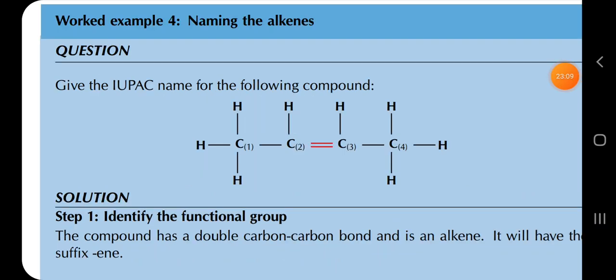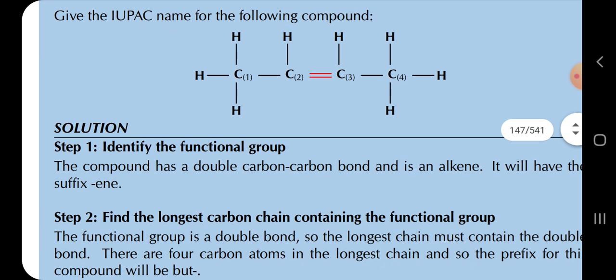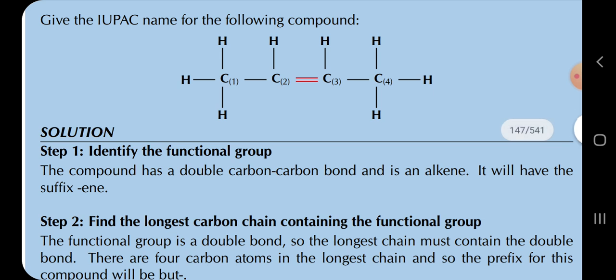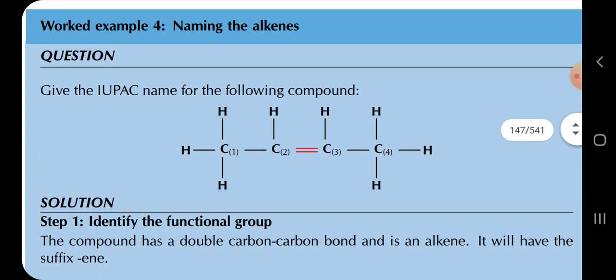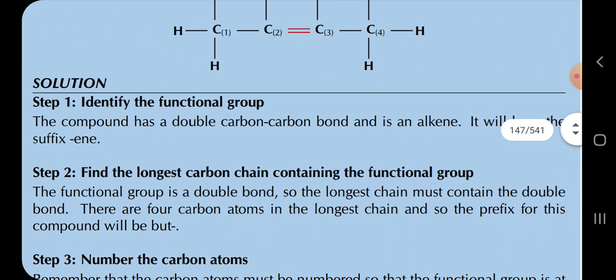Okay, let's name an alkene. Give the IUPAC name for the following compounds. Now, this is the structure. The functional group is between C2 and C3. That double bond between carbons is the functional group of an alkene. So the compound has a carbon-carbon double bond.